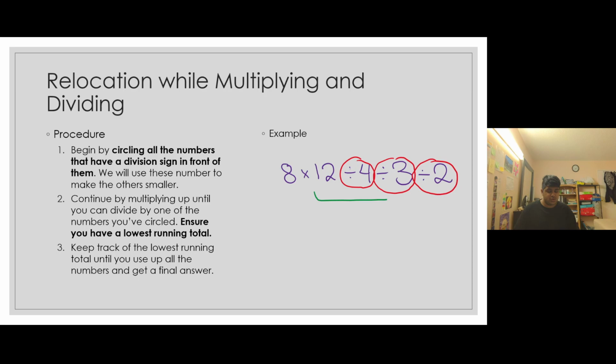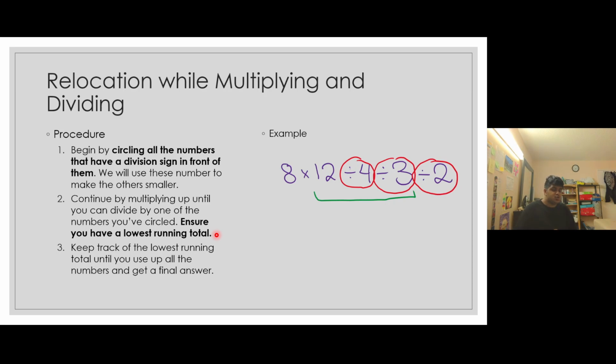Now, the next thing I want you guys to look at is this green section here, which is 12 divided by 4 divided by 3. Now, that might not seem like much, but the reality is that that ensures that we have what is called a lowest running total. Ensure that you have a lowest running total, which means the total after you do a group or a segment should be the lowest number you can possibly find. Now, there's multiple ways to do this, and you might not always get the absolute lowest running total all the time, but it's a good thing to look out for.